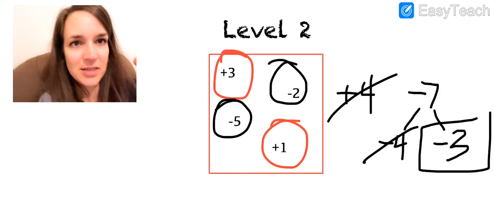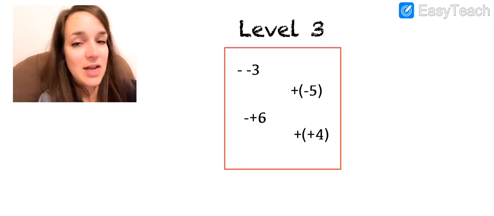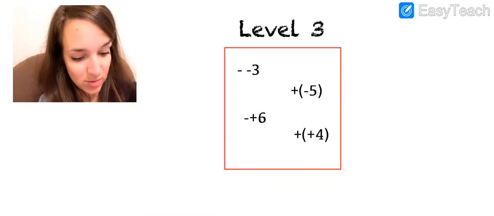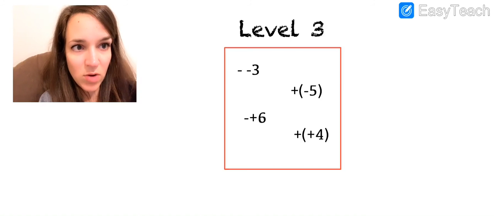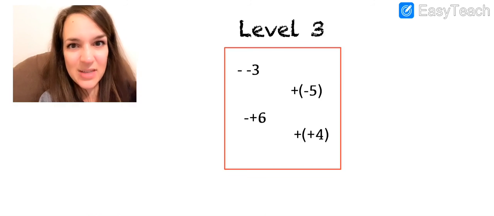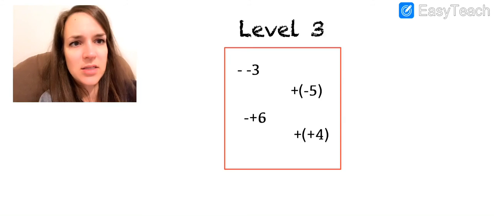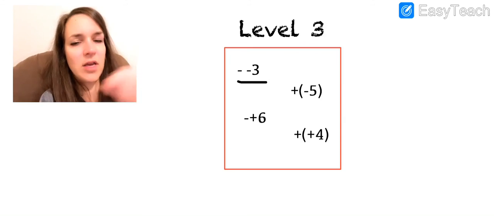Let's look at the next level. So here we go, level 3. Now you may notice we've got some crazy looking signs going on here, okay? These are what we're going to call in disguise, because we're like, oh wait, is this one a negative or a positive? I can't really tell.